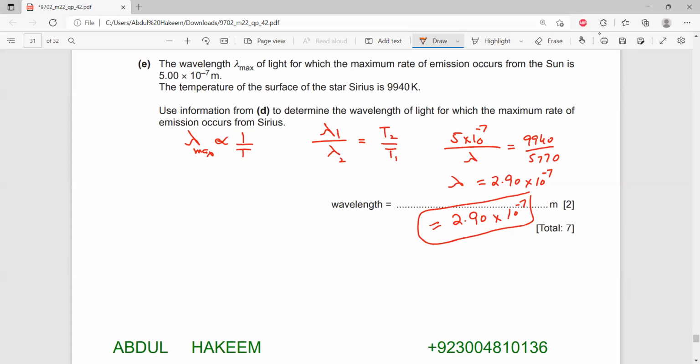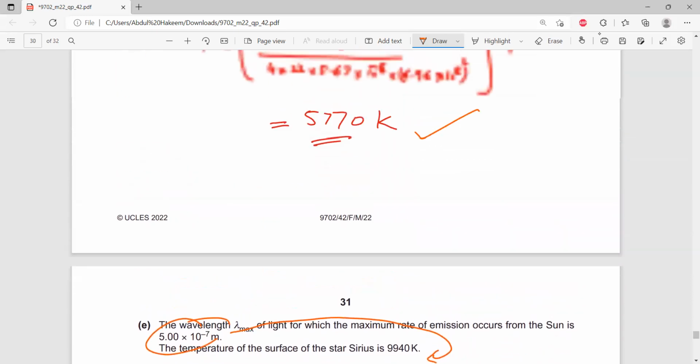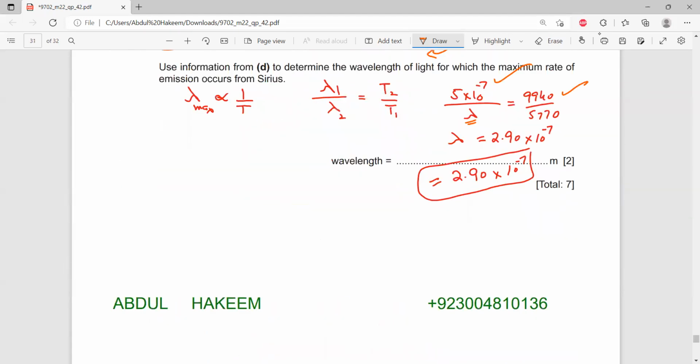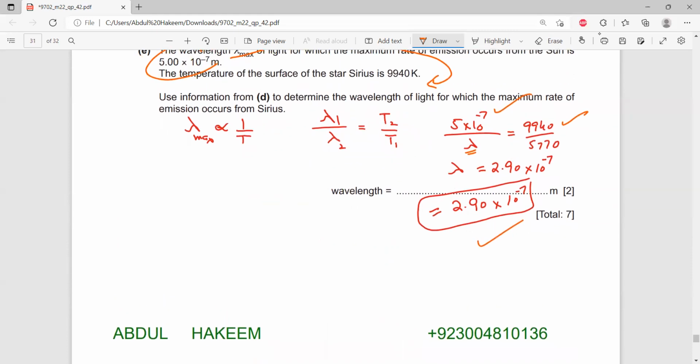Look, lambda max is inversely proportional to temperature. Meaning lambda 1 over lambda 2 is equal to T2 over T1. So lambda 1 is given here, divided by the second lambda, which is required. The temperature related to this is 9940, and the temperature calculated here is 5770. So we have to calculate the wavelength related to this one. After cross multiplication, lambda comes to 2.90 × 10^-7. We have to write this in 3 significant figures.